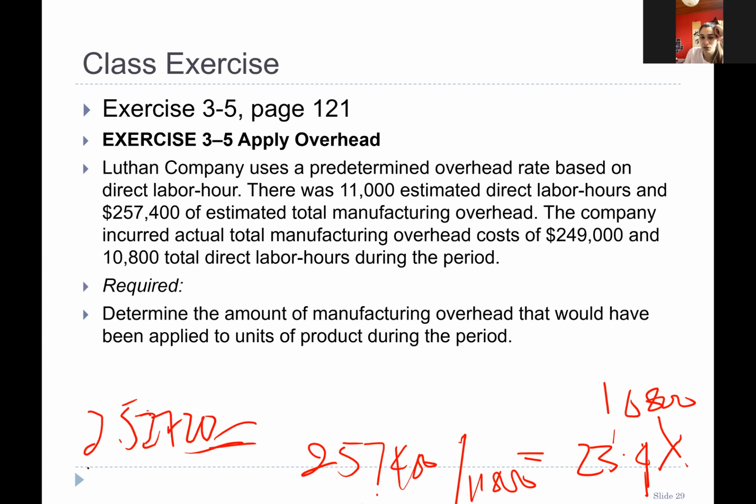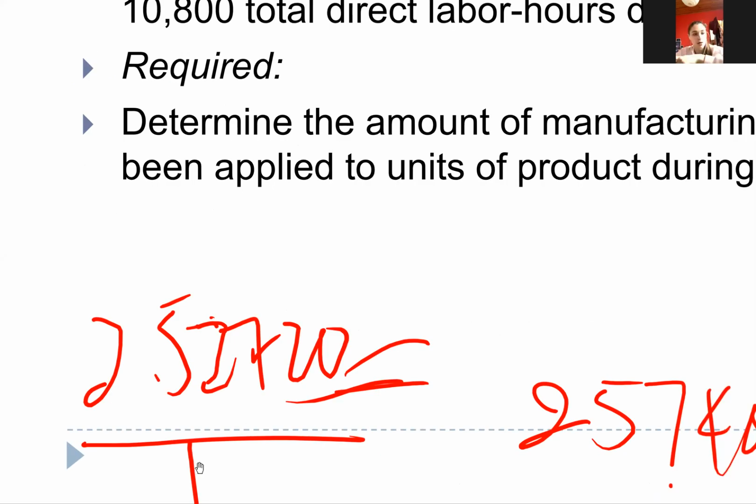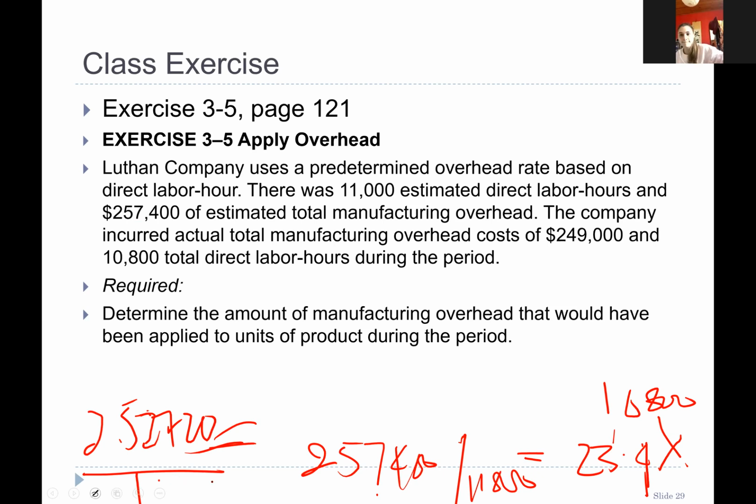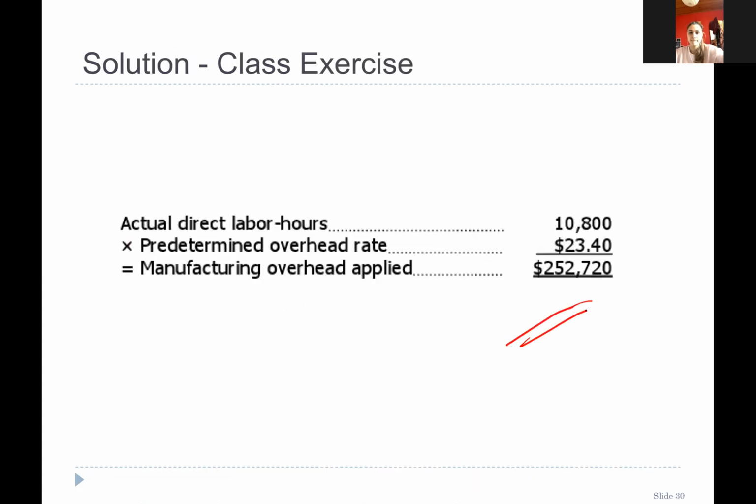252,720. So this is based on 10,800, and this is also based on 10,800. Now you can compare. Based on 10,800 hours, your estimation was 252,720, and your actual is 249,400. Now you can see whether you did well or poorly on the same basis. You can compare apples to apples. Good. So that is your answer.